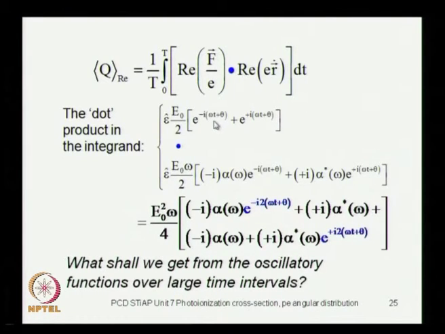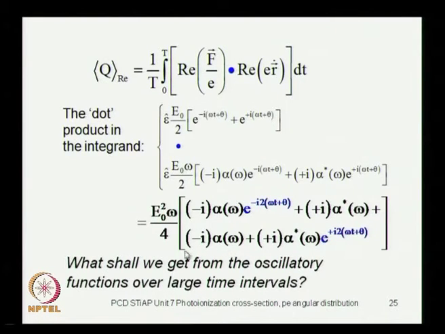When you take the product of this term and this term, the e to the minus i theta and e to the plus i theta will cancel. So, you get i times alpha star omega. Likewise, you will have minus i times alpha omega coming from these two terms, and then from the last two terms you get a plus twice i the phase, right.